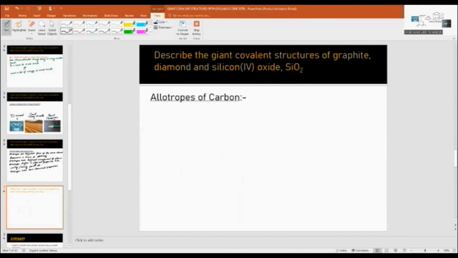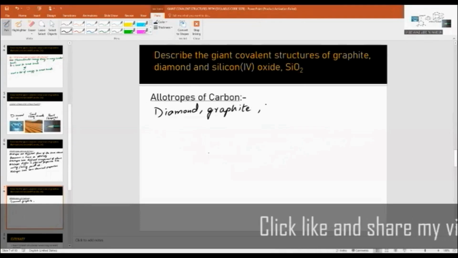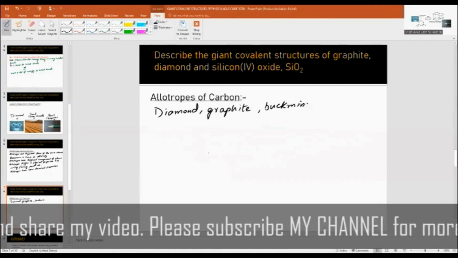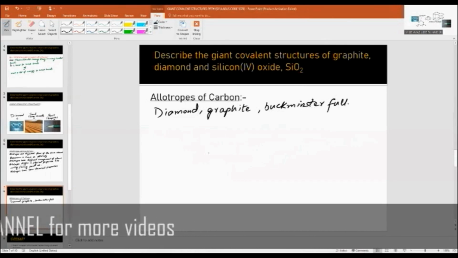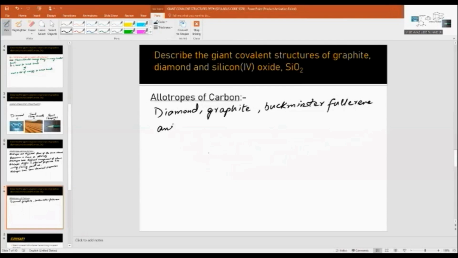Allotropes of carbon. Some allotropes of carbon include diamond, graphite, Buckminsterfullerene, and carbon nanotubes.